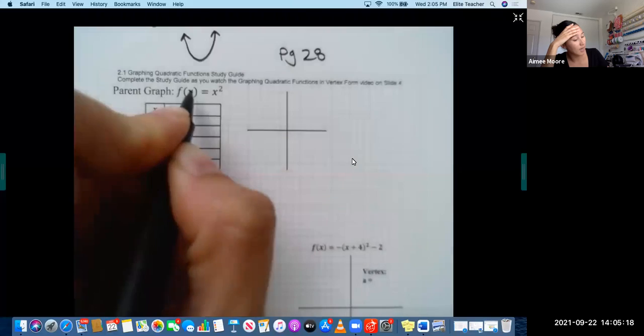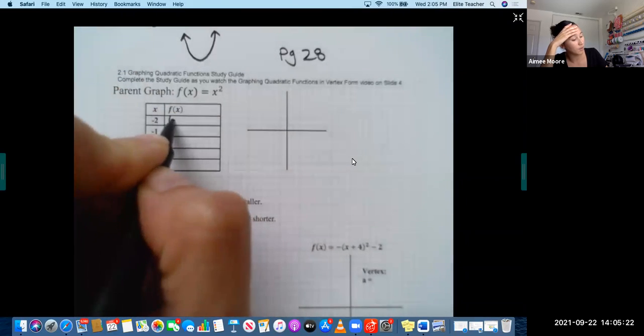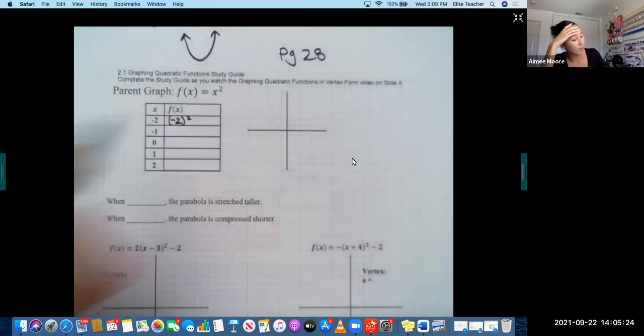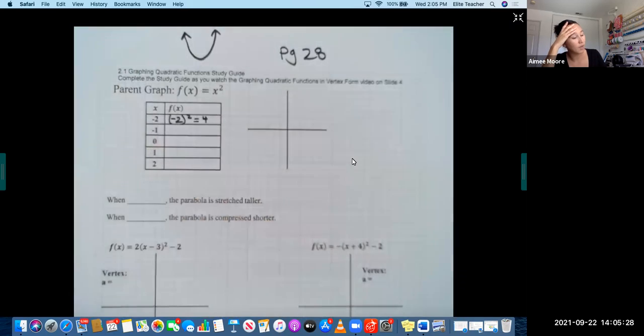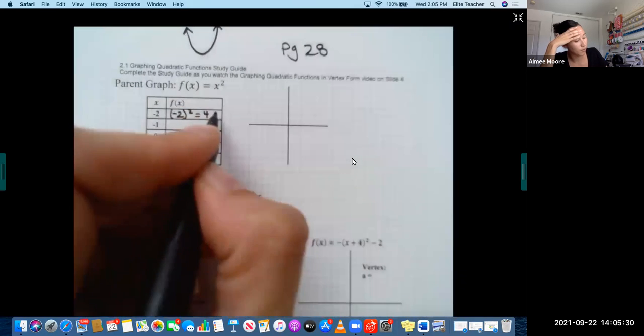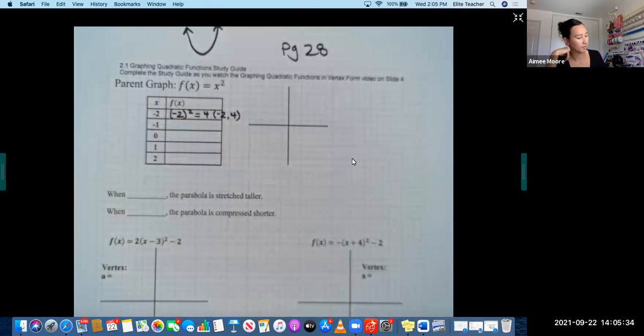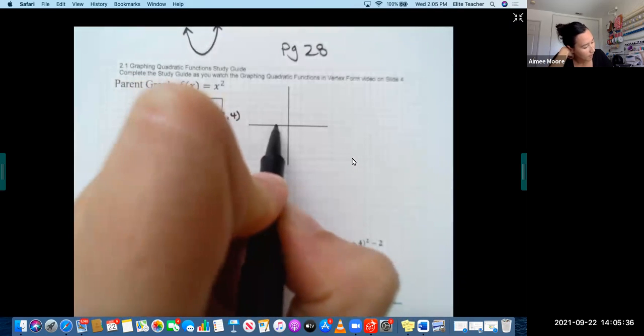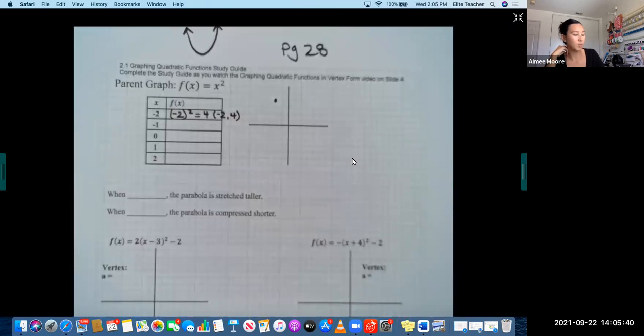So when x is -2, we know x is squared. So we plug in -2 for x and we go ahead and square it. So -2 times -2 gives us +4. So the first point would be -2, 4. So we go to -2, 1, 2, 3, 4. There's our first point.